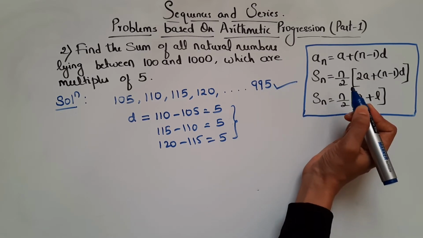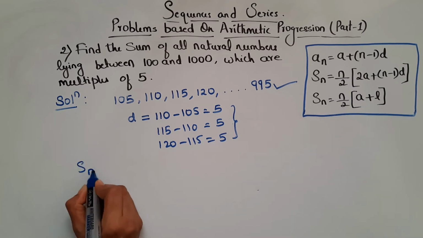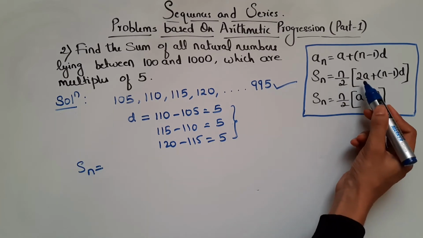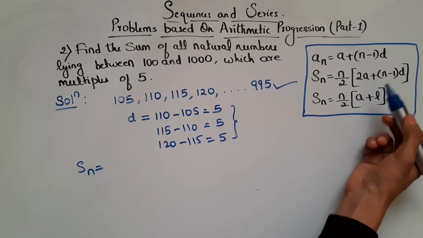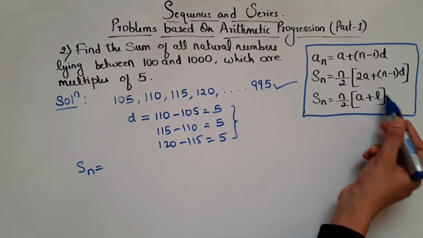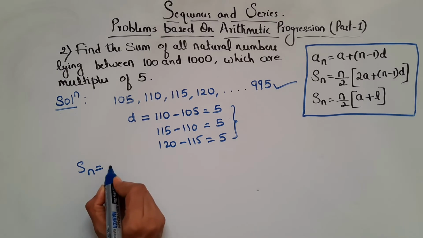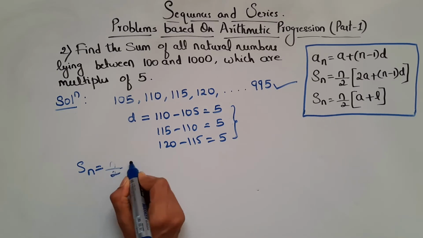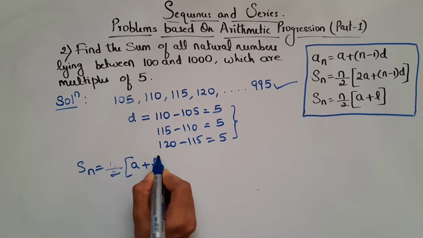If this is in AP, then the sum is found by using the formula Sn is equal to n by 2 into 2a plus n minus 1 into d, or Sn is equal to n by 2 into a plus l. We know the last term, so we can apply this formula. Sn is equal to n by 2 into a plus l.